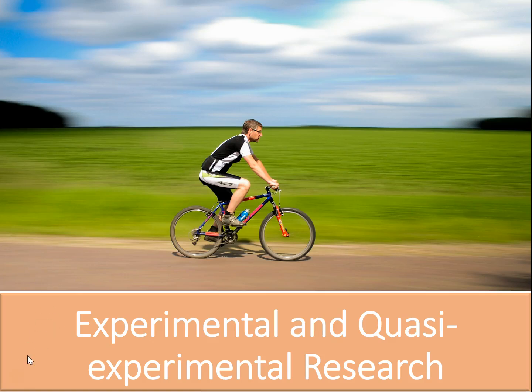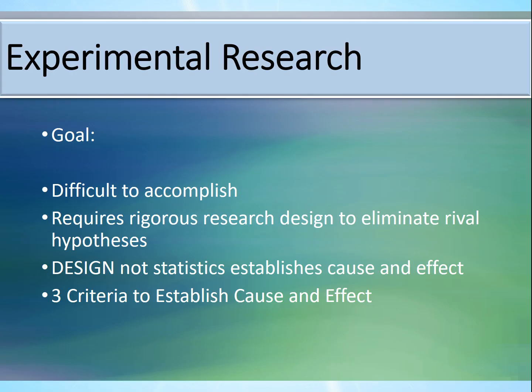This chapter covers experimental and quasi-experimental research. First, I have a question for you. What is the goal for experimental research? Establish cause and effect relationships. In other words, an independent variable is manipulated to judge its effect on a dependent variable.